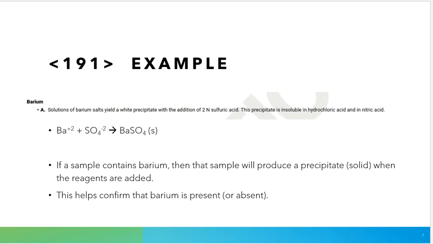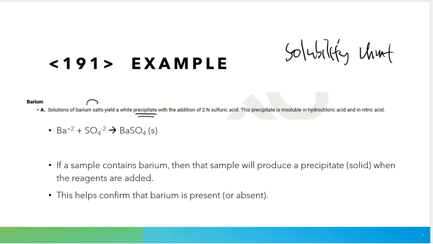This is with barium, and barium says step A, solutions of barium salts yield a white precipitate with the addition of 2 normal sulfuric acid. So again, just like before, we're playing off of these reagent-based tests, and really off of a solubility chart. If you've taken general chemistry, maybe in high school, or general chemistry 151 or 152, there's typically a section that talks about a solubility chart. It's like, okay, if you've got this and you add this to it, a precipitate forms, and a precipitate forms because it's not soluble in the solution anymore.